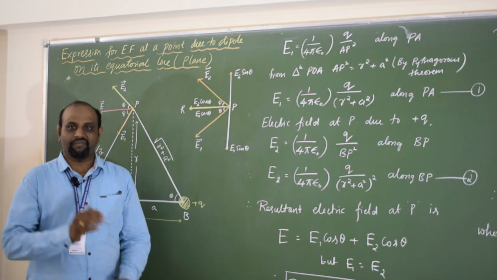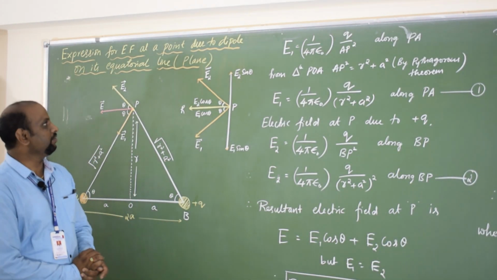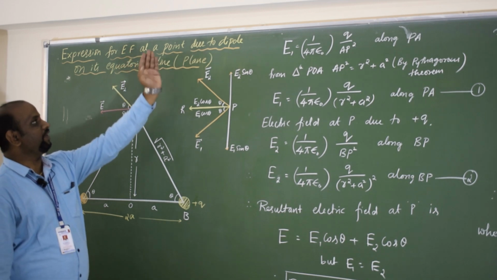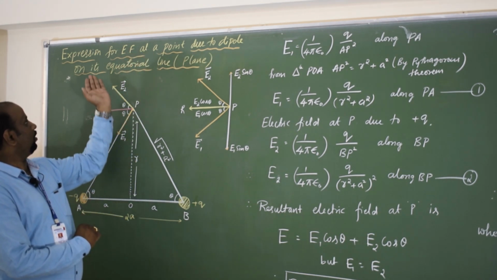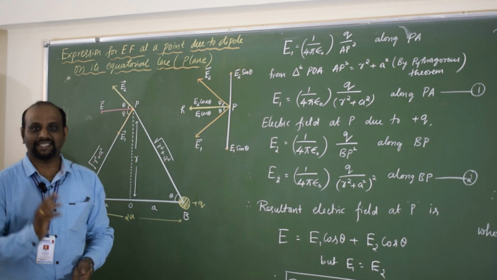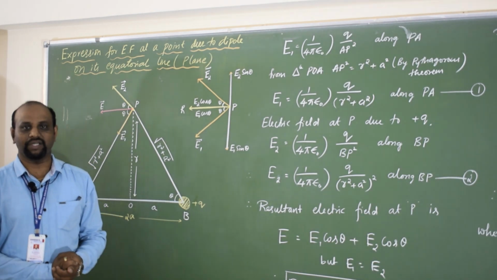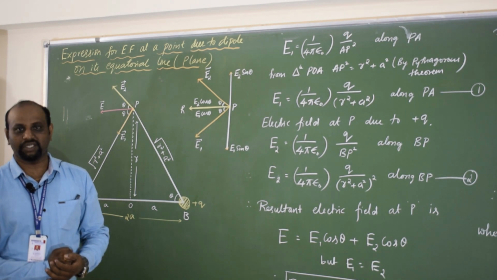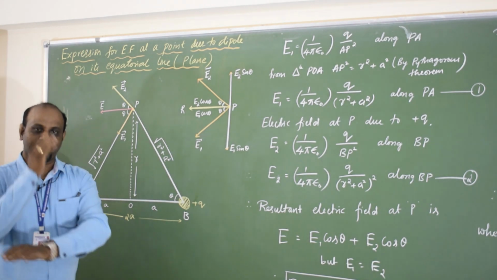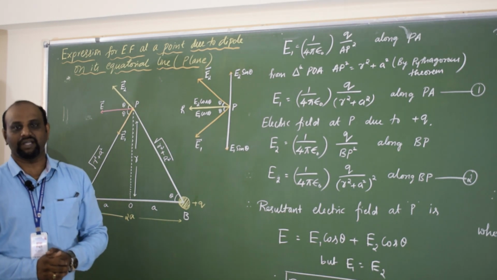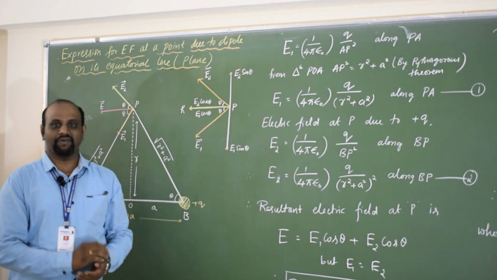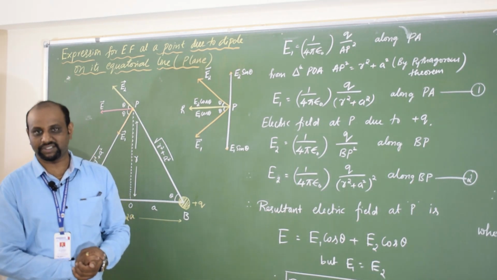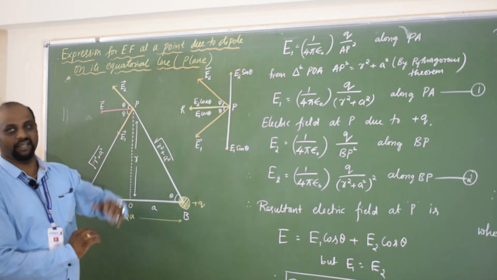After knowing the derivation for the axial line, one more derivation: derive an expression for electric field at a point due to a dipole on its equatorial line. One is the axial line and the other is the equatorial line. Axial line means the line from the negative charge to the positive charge, and the perpendicular line is called the equatorial line. For the examination, they may ask a 5 marks question: derive an expression for electric field at a point on the equatorial line.